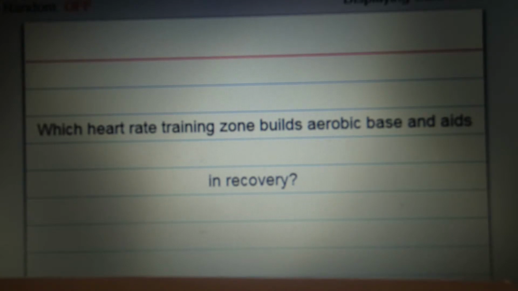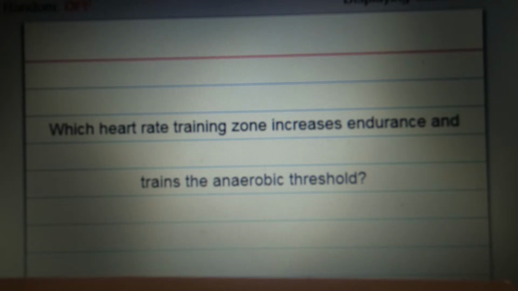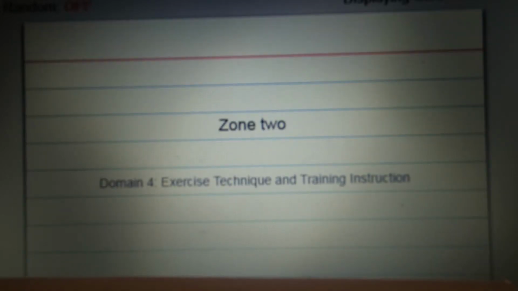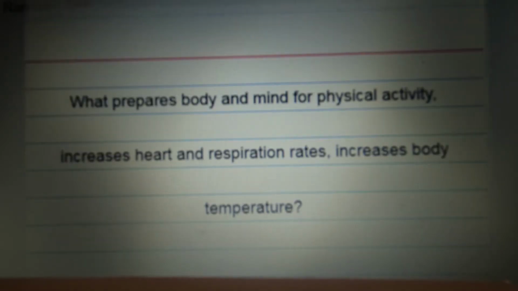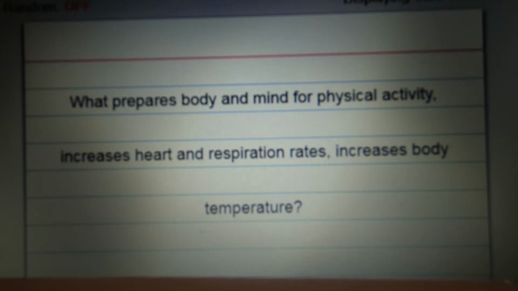Which heart rate training zone builds aerobic base and aids in recovery? Zone 1. Which heart rate training zone increases endurance and trains the anaerobic threshold? Zone 2. Which heart rate training zone builds high-end work capacity? Zone 3.